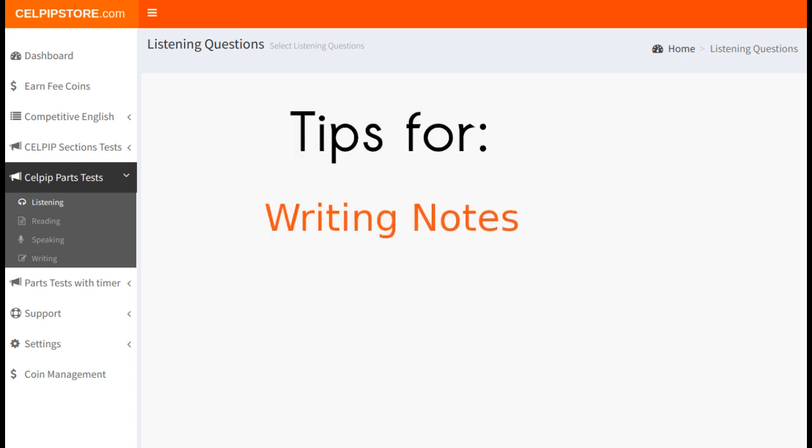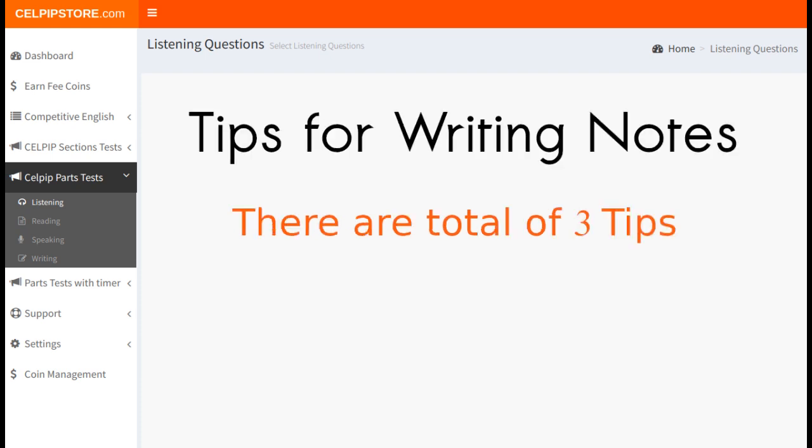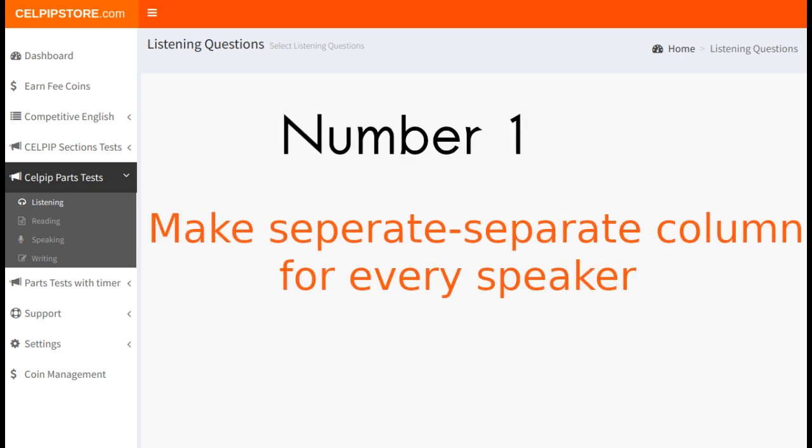Now here I would like to share some tips for writing notes. There are a total of 3 tips for writing notes. These 3 steps should be followed in the same order in which I am going to tell you. Number 1. Make a separate column for every speaker. There are 2 uses of making separate columns. One is that this will help you to know the number of characters in the video, and second is that the details about every character will become clearer, like to whom he or she was talking, with whom he or she went, and so on.